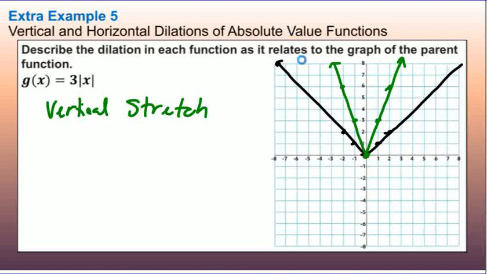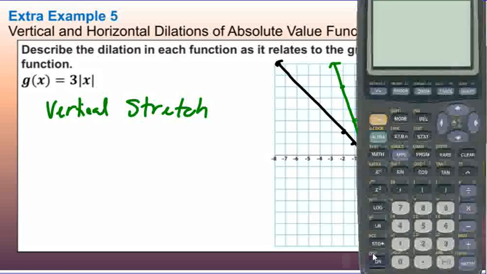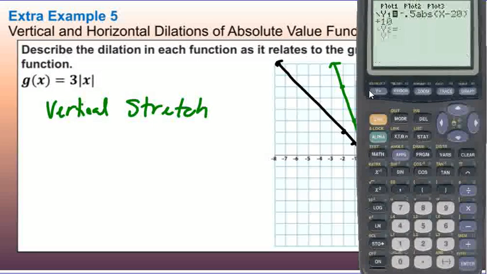Now you could also do this on your calculator. I went back to my y equals and cleared everything. If I want to do the parent function, I just do math, over, choose number 1, and then put an x. That's the parent function. And now if I do the same thing, but now do 3, math, over to the numbers, number 1, and put an x.